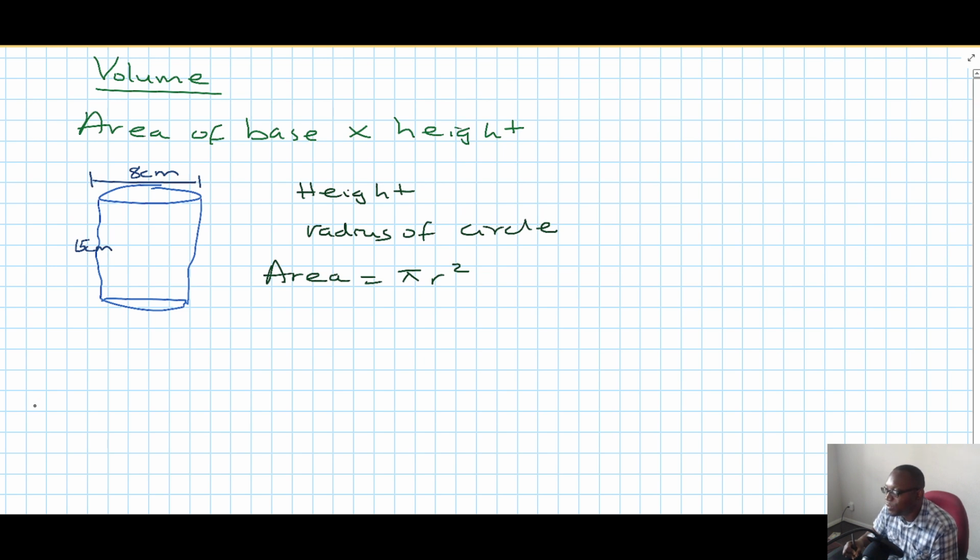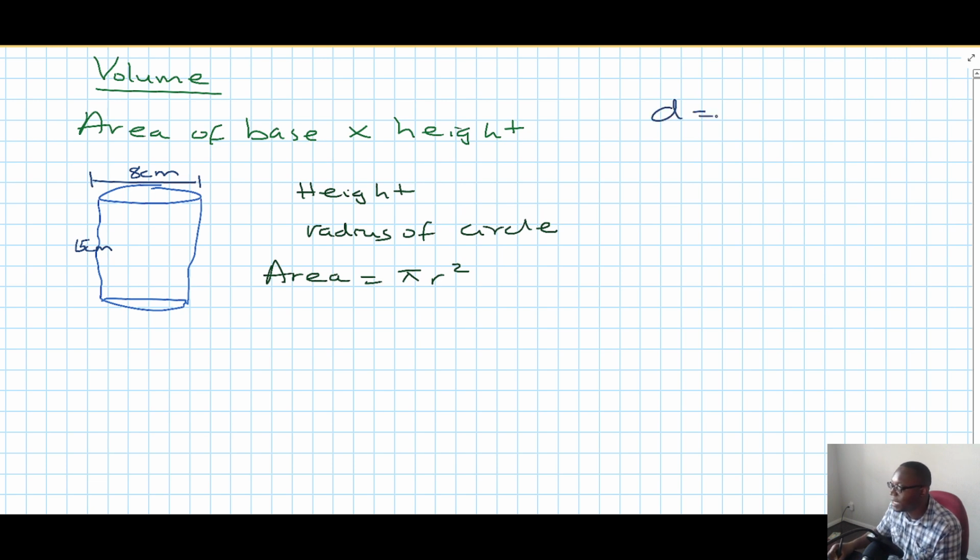I'm going to ignore the value of pi, so you're going to see pi in my answers. If you want, you can multiply that by 3.14. Some will say 3.1, some will say 3. So for the sake of just showing you how to do this, I'm just going to leave the answer with pi in there. So now we have a diameter.